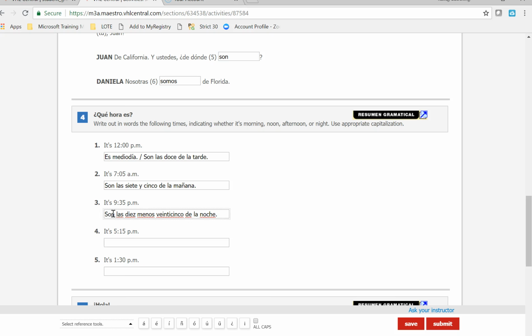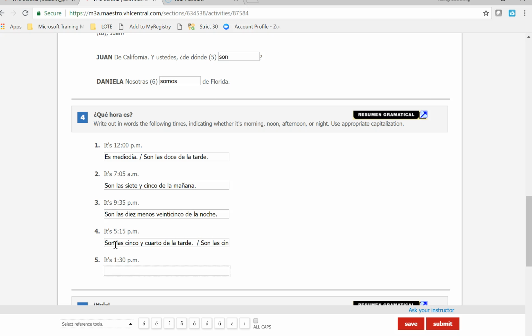It's 5:15 p.m. will be son las 5:15, for quarter, de la tarde. In Spanish-speaking countries, the afternoon lasts a little bit longer. Or you can say, it's technically okay to say, son las 5:15, for 15 after, de la tarde.